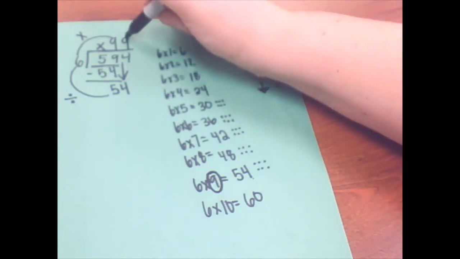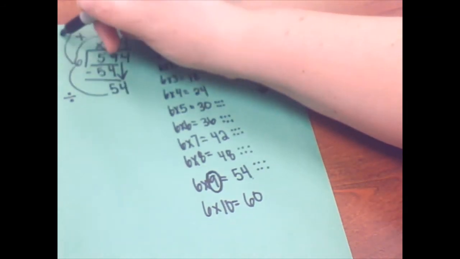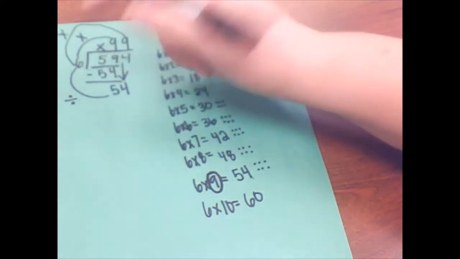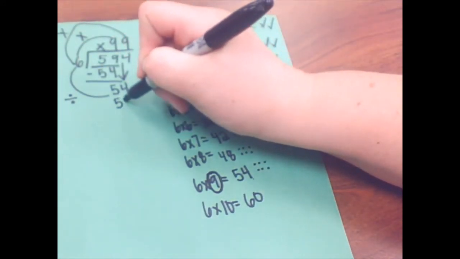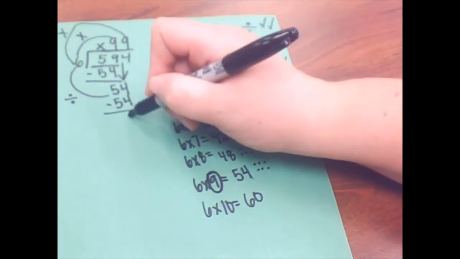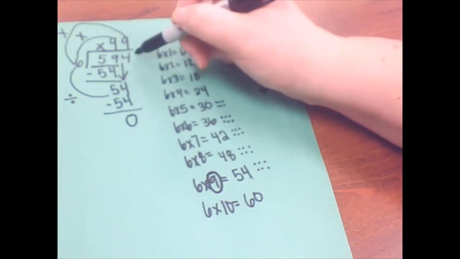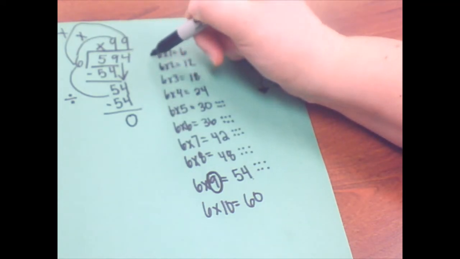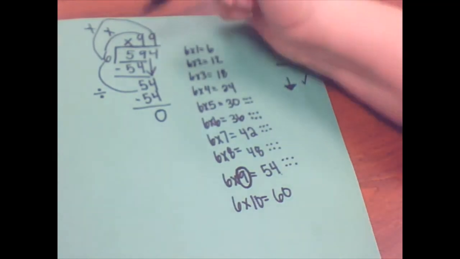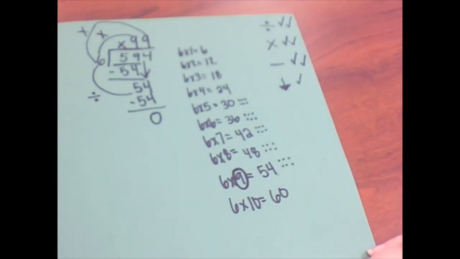I need to multiply down. That's my multiply. 6 times 9 is 54. Divide, multiply, subtract. Do I have any other numbers to bring down? No, I do not. So that is my final answer. My answer is 9. Okay.